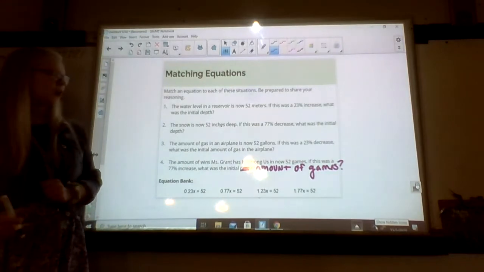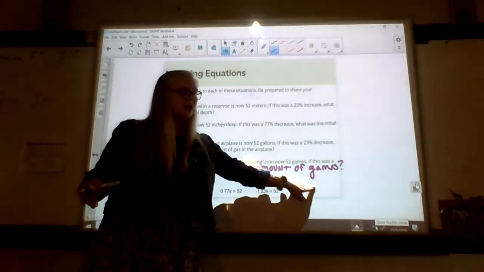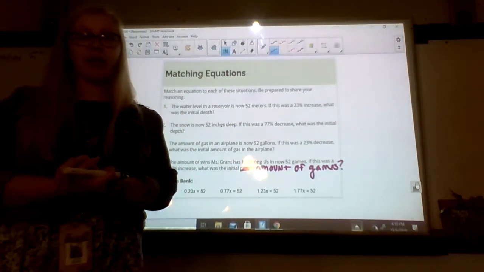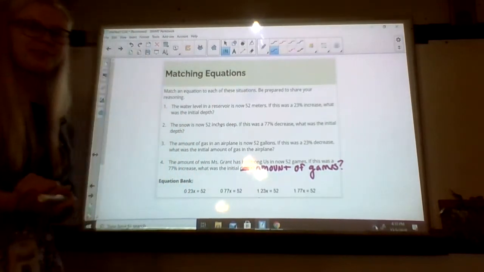Okay, so one of these 4 equations is going to match every single one. You're only going to use an equation once. Take 5 minutes and see if you can figure this out.